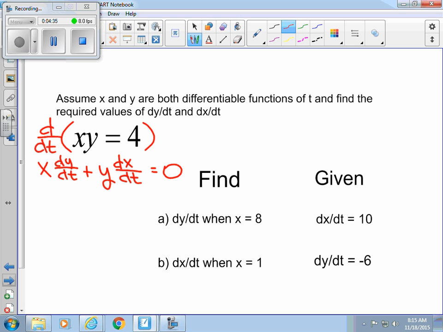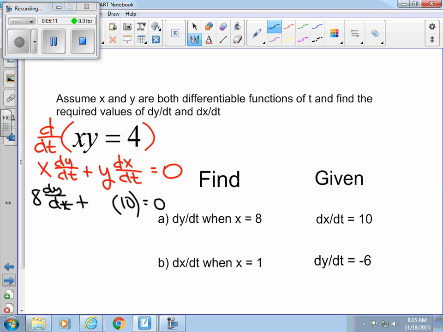So then, after I do that derivative, it asks me some questions. Find dy/dt when x is 8, given that dx/dt is 10. We'll see if I can be successful on that. So it tells me that dx/dt is 10. It tells me x is 8, and I want to find dy/dt. What is the gap that I don't know?